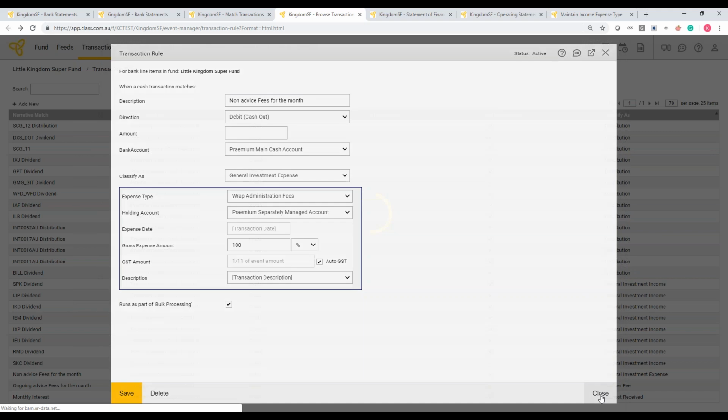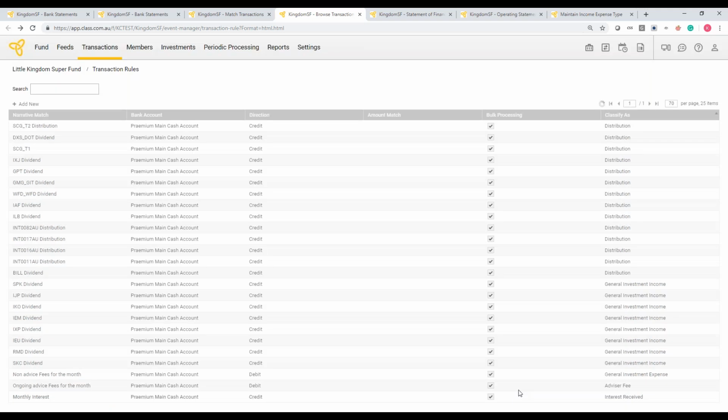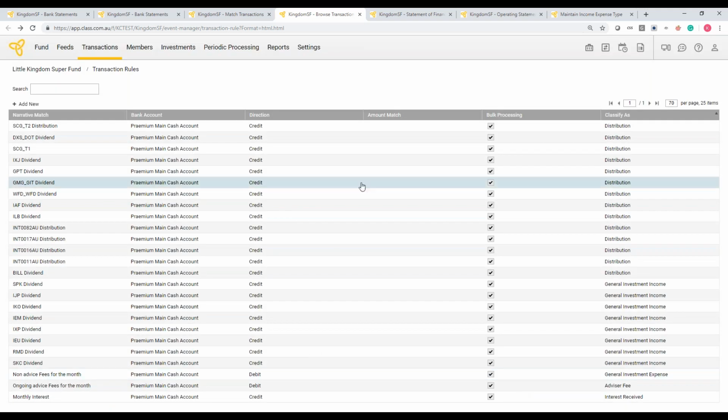Okay. Now, normally for the dividend distribution and foreign income, we don't encourage you to create transaction rules, especially if the underlying investments are properly tracked through class. We will actually generate income for you automatically. So there's generally no need to create a transaction rule for that. However, this is an exception.